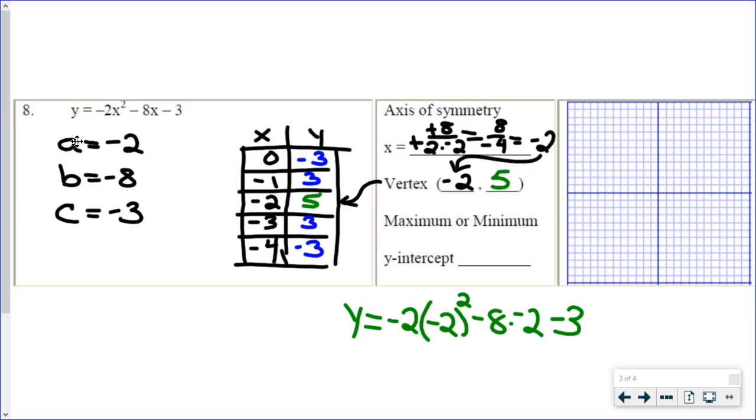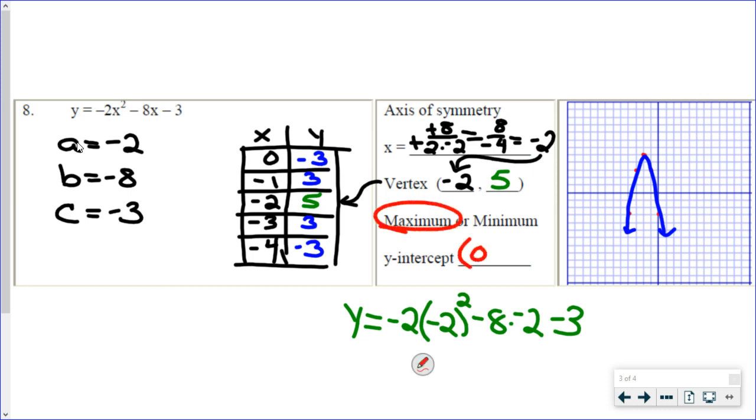Then I'm going to plot my points. 0, -3, -1, 3, -2, 5, and -3, 3, and it comes down at the same rate, if you notice. You should be noticing that. So it goes up and down, not a V. And that is a maximum because that's your high point.